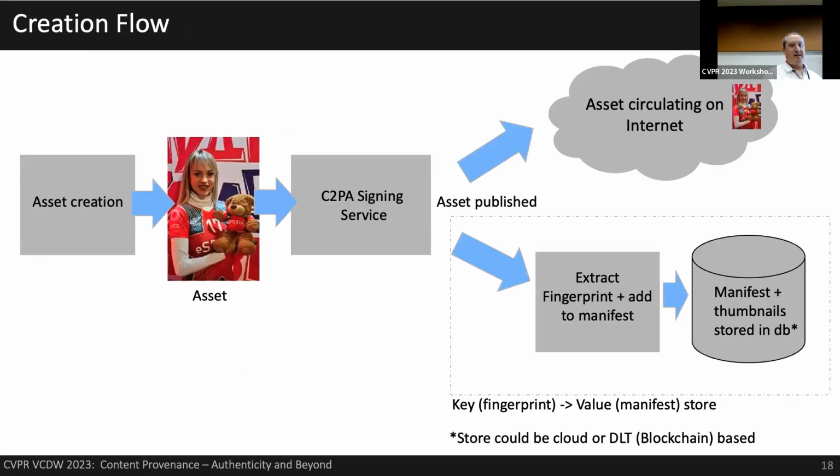So the flow looks a little bit like this for a creator. When an asset's created, it is basically sent up to a signing service, which cryptographically signs and seals that manifest. And then at the same time, we take a fingerprint of that content and store it in effectively a key value store. So the key is the fingerprint and the value is the manifest. And then the asset goes on its way out into the world.